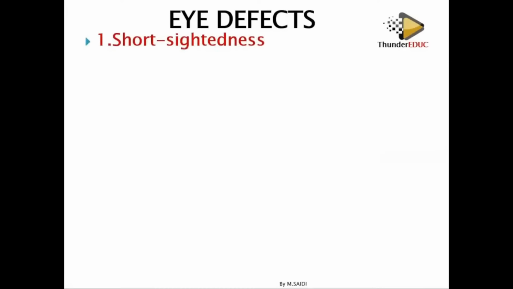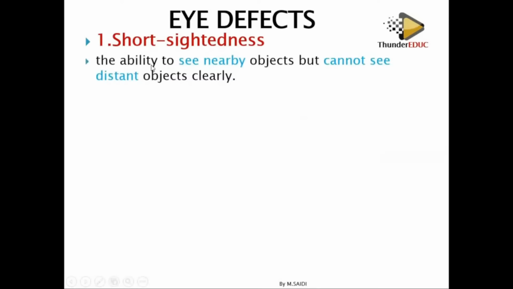We have short-sightedness. What does it mean? Short sight means that you can see objects which are near, at a short distance. That's why it's called short-sightedness. It means that you can't see objects which are far. It's the ability of the eye to see nearby objects, but not objects in the distance, more than 6 meters from the individual.